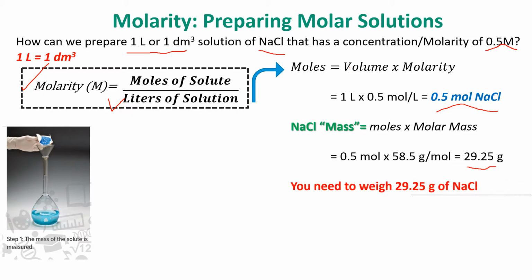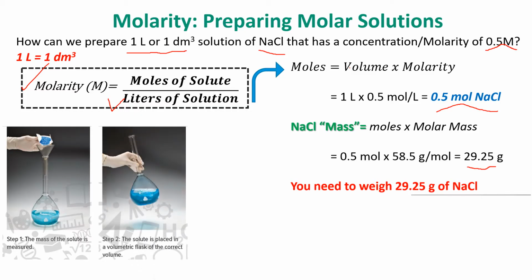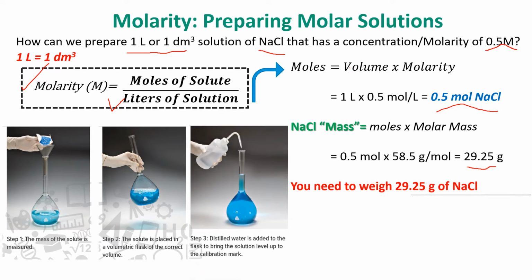Now we can weigh this 29.25 grams of NaCl, and after that we can place it in a volumetric flask with the correct volume, a 1 liter volumetric flask, add a little bit of water, dissolve it, and then keep adding water until we reach the 1 liter mark, because now we have a solution of 1 liter.